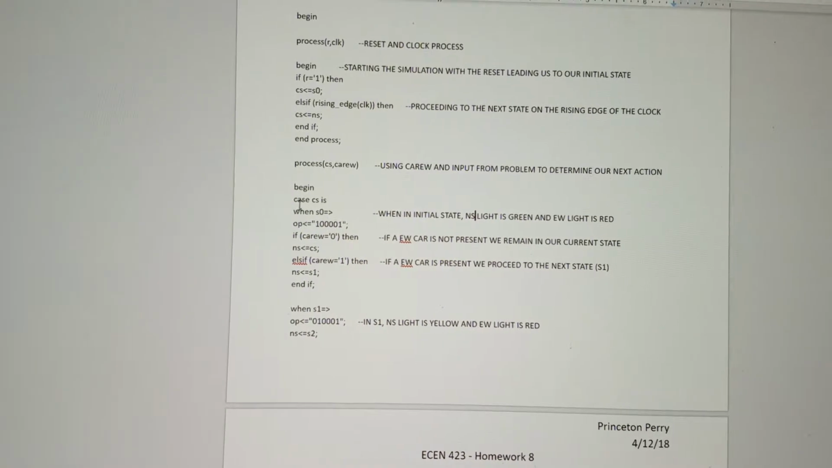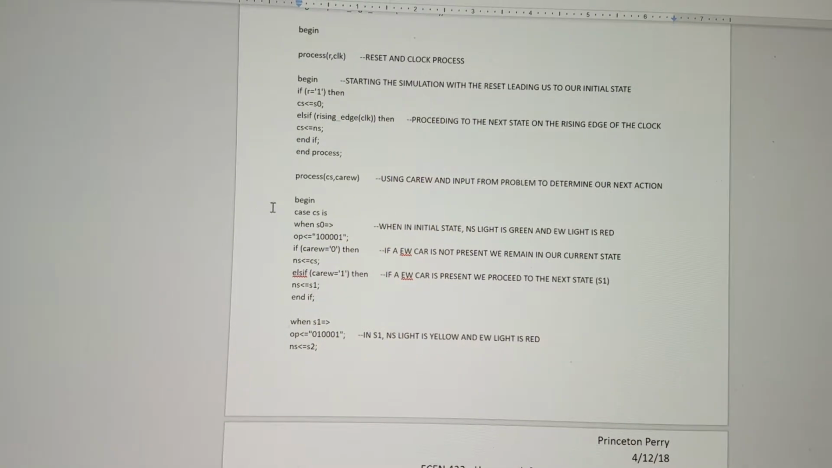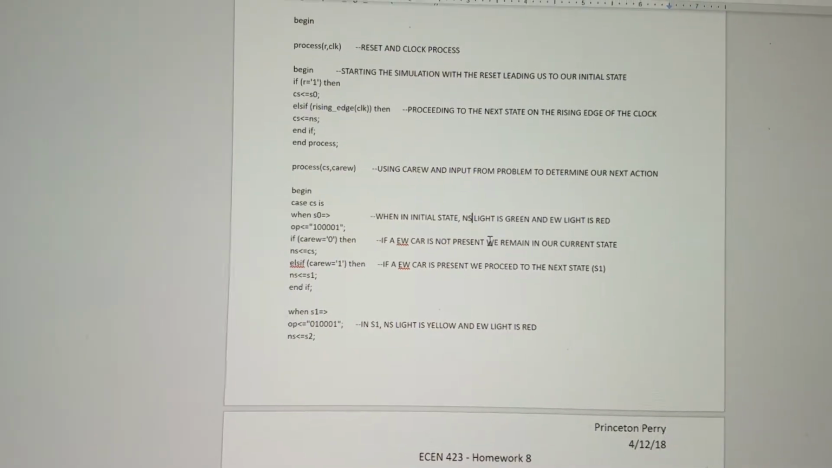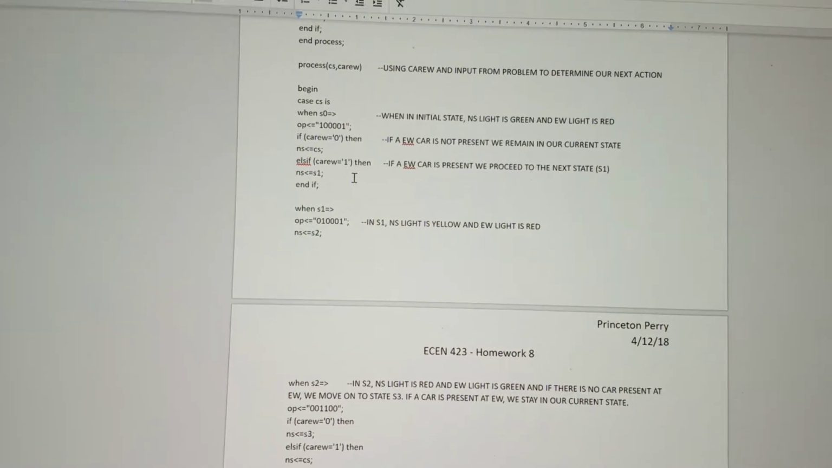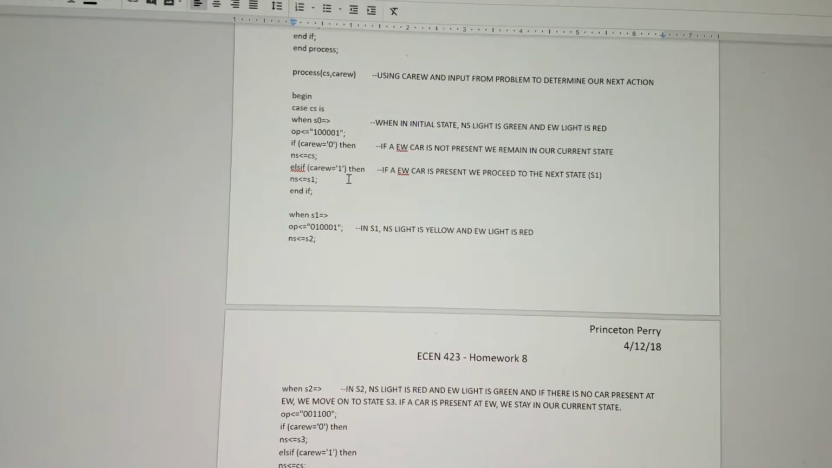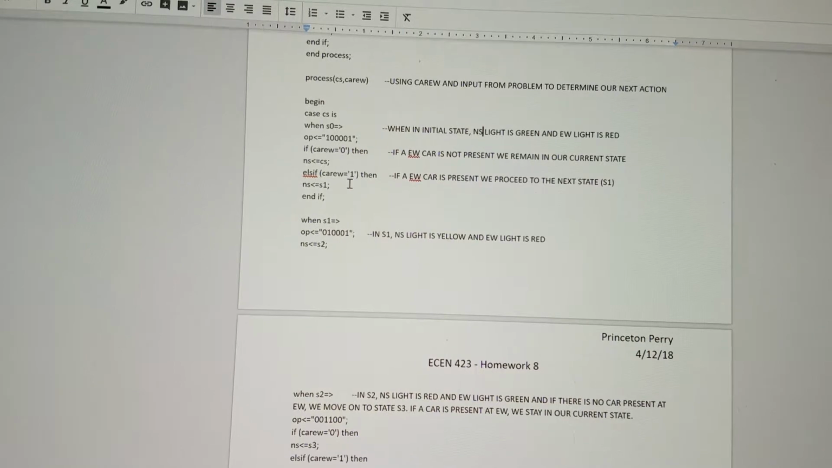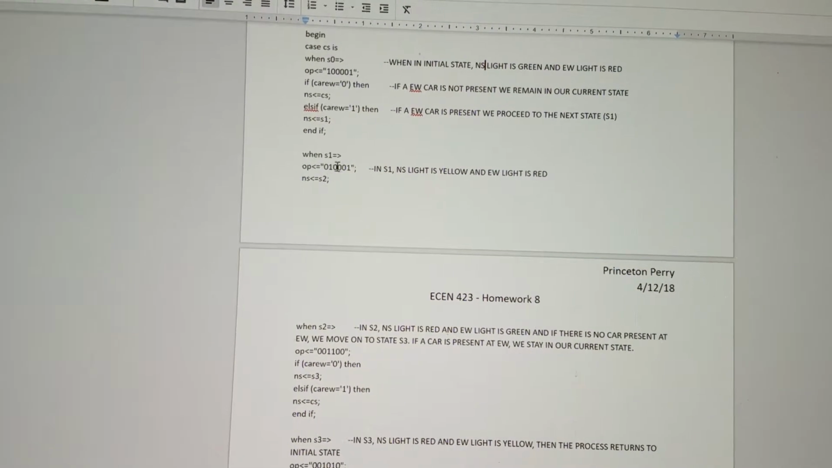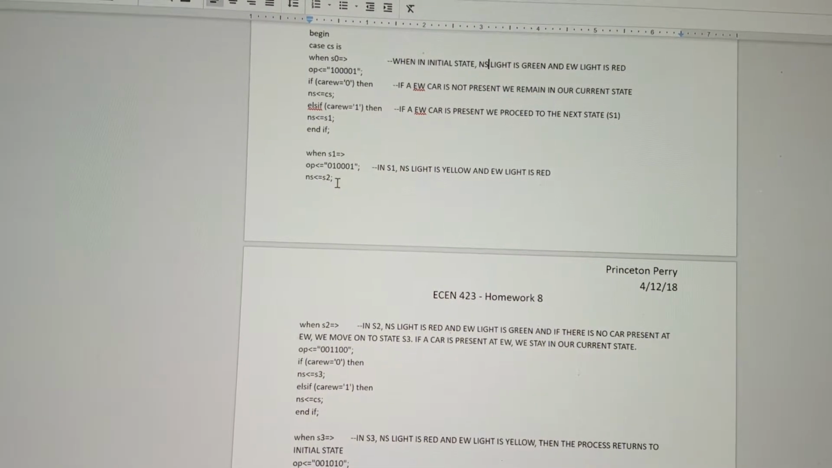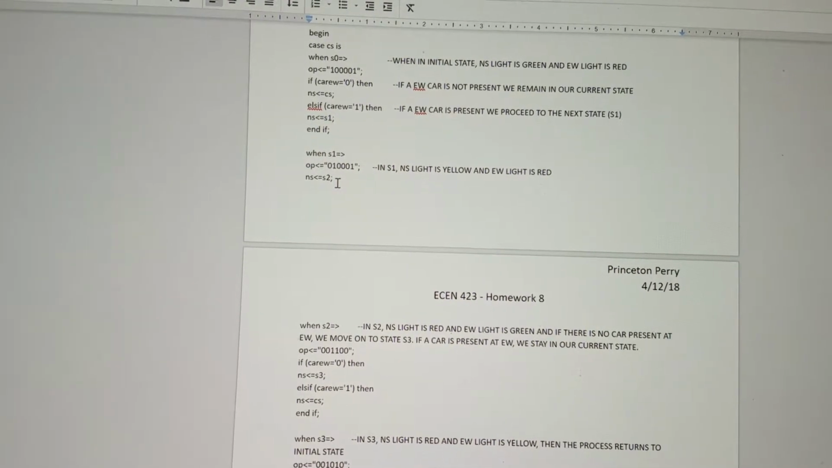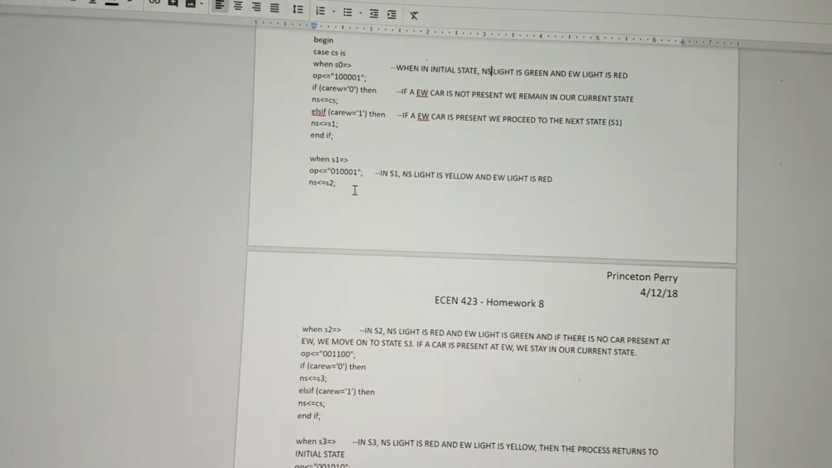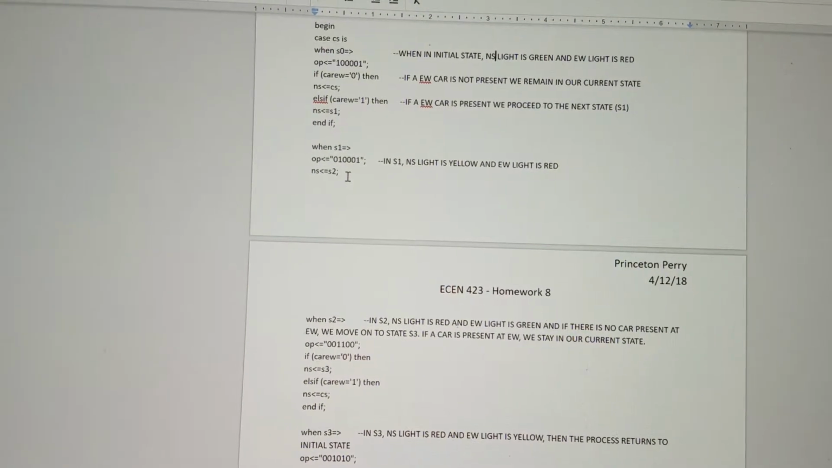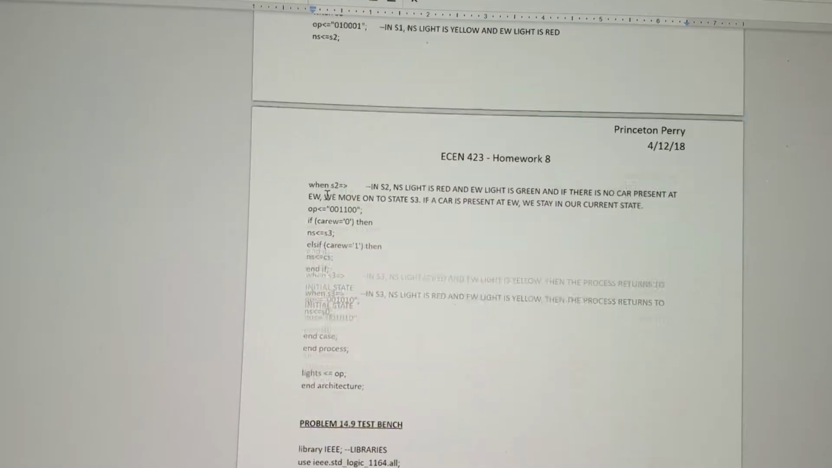And then moving forward, we're beginning our case in the initial state. Our north-south light is green and east-west is red. If an east-west car is not present, then we remain in our current state. If it is, then we move on to the next state, where our north-south light is yellow and our east-west light is red. And then we move to the next state.